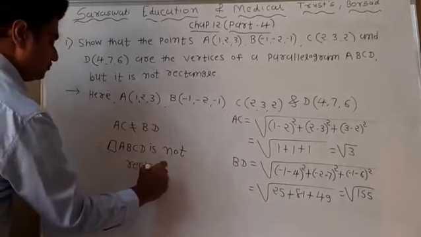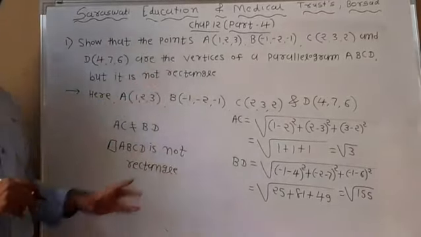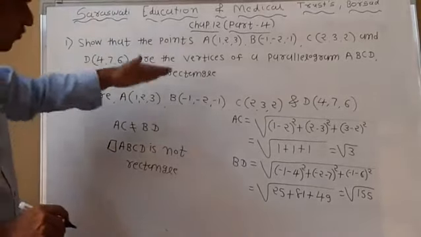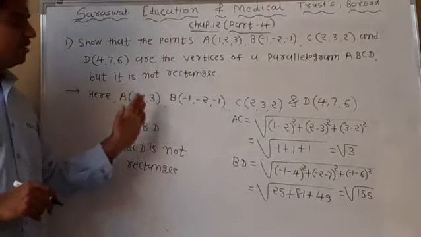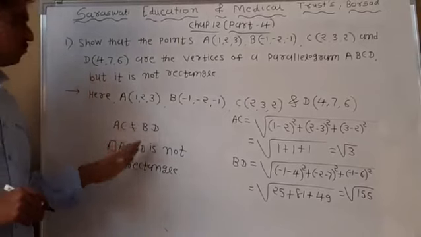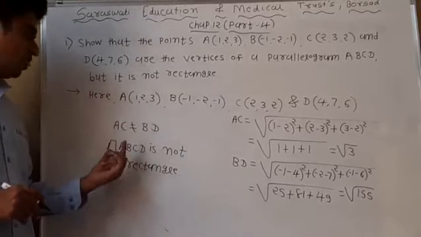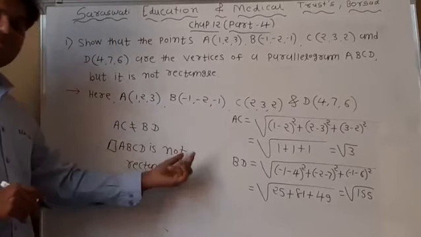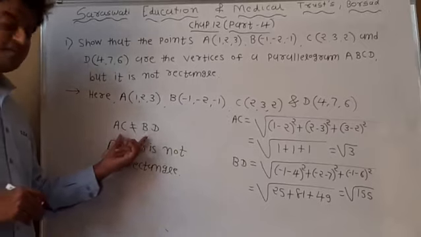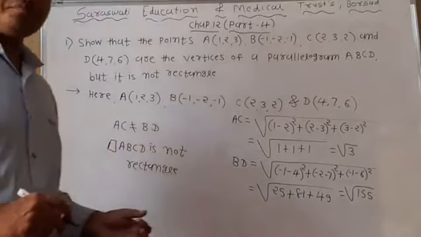Right? So in case of a parallelogram, check that the opposite two sides are equal, and in case of a rectangle, check the diagonals. Okay, if the diagonals are equal, then we can say that this parallelogram ABCD is a rectangle, but here the diagonals are not equal. That's why we can say that this ABCD is not a rectangle. Okay.